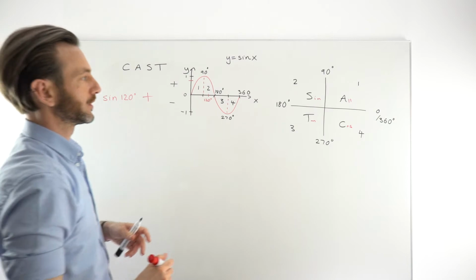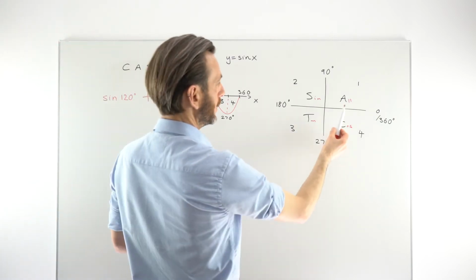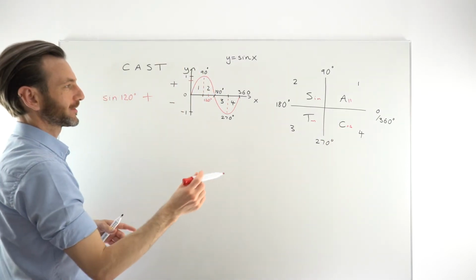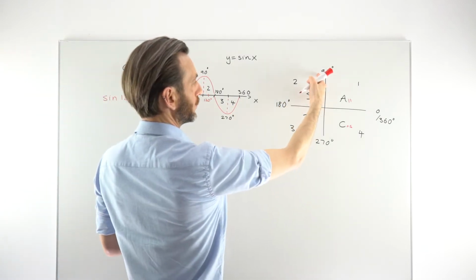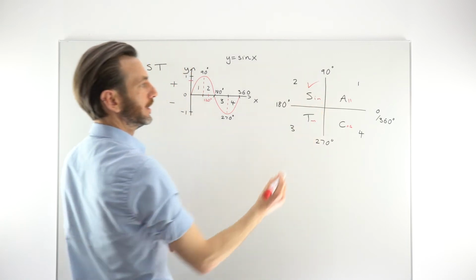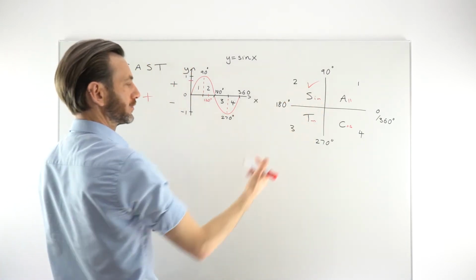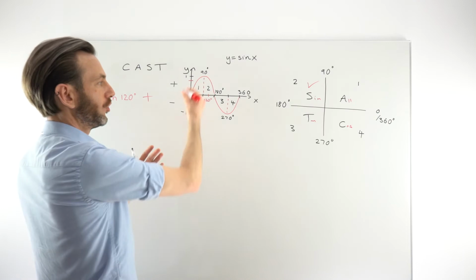If I do the same thing on the sine diagram, I just say, right, on the CAST diagram for sine, 120 is in quadrant 2, so between 90 and 180, so I'd be in here. Well, sine is positive there, so I can see that it's positive. I didn't need to draw anything.